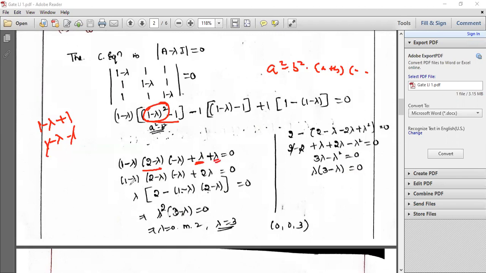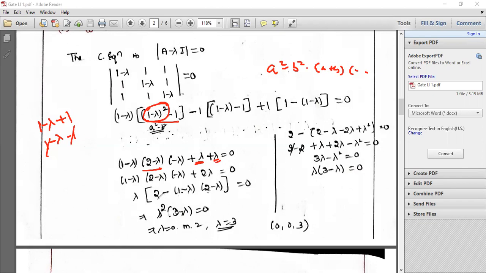So 1 minus lambda I've taken, this is this term, and 2 minus lambda here, this is minus lambda plus 2 lambda. Clearly, in both the terms you can take this lambda completely out. So what is left here? If I take lambda out, this is 2 here, and since the minus sign is here, it is minus 1 minus lambda into 2 minus lambda, which is equal to 0.